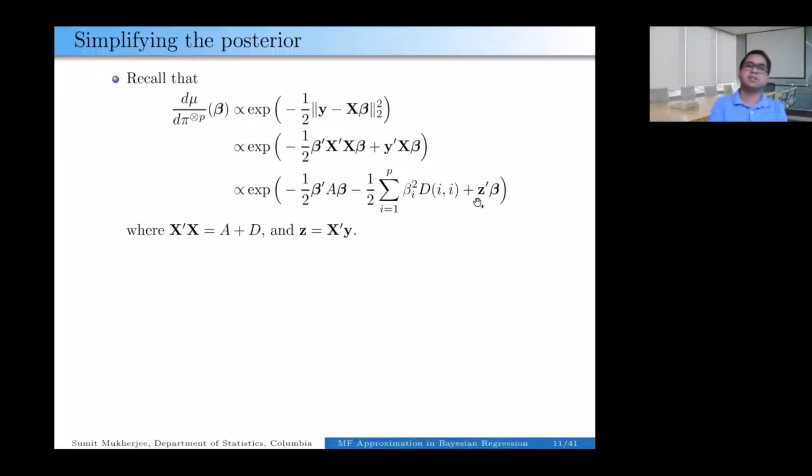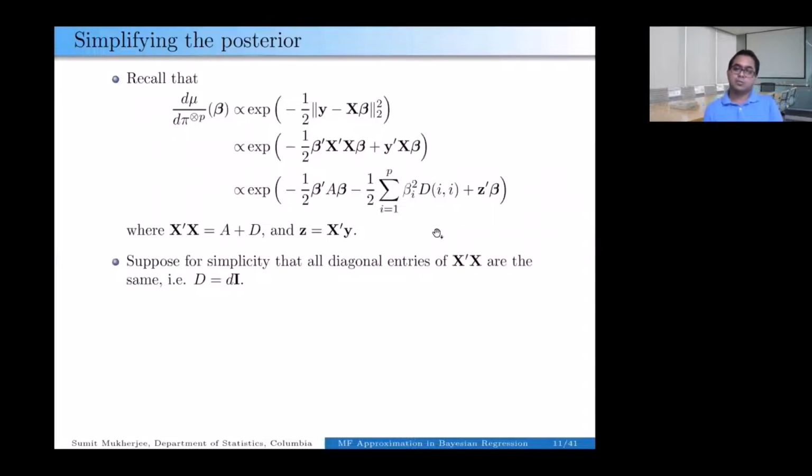It doesn't actually make the math too much different, so I will keep this separate. For this talk, we'll assume that all entries of D are constants. We actually don't assume that in the paper, but this just makes the notation simpler here. Therefore, all these terms are D times beta_i squared, and you get to absorb that as part of your base measure.